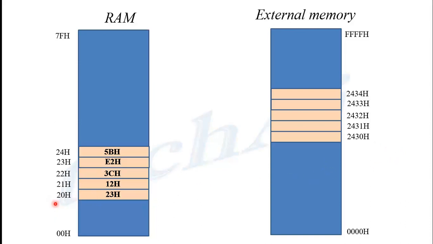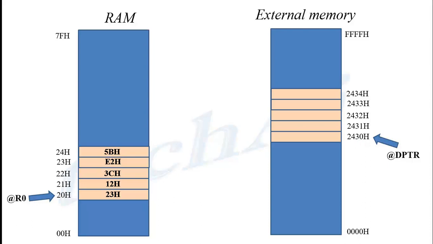Now, as the RAM memory address is 8-bit, we can use an 8-bit address pointer, either @R0 or @R1. Here, we will use @R0 as an address pointer, which will initially point to the RAM memory address 20H. Similarly, we have to use an address pointer for the external memory address, but the external memory address is a 16-bit address. So we have to use the 16-bit address pointer, which is DPTR in the 8051 microcontroller.